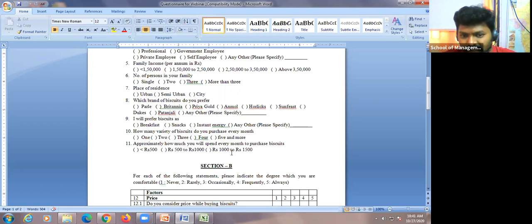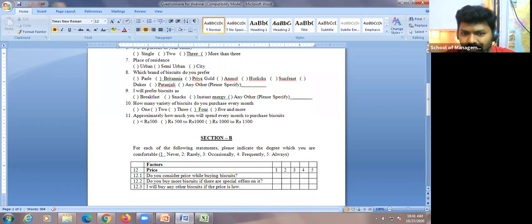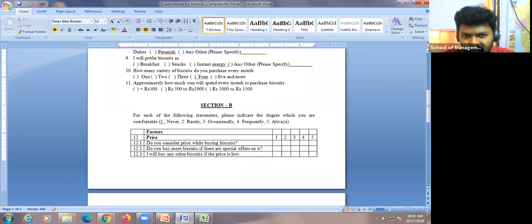Approximately how much will you spend every month to purchase biscuits, right? So to purchase biscuits, approximately how much are you investing? Is it less than 500, or 500 to 1000, or 1000 to 1500, right? Now this is all basic information, right?